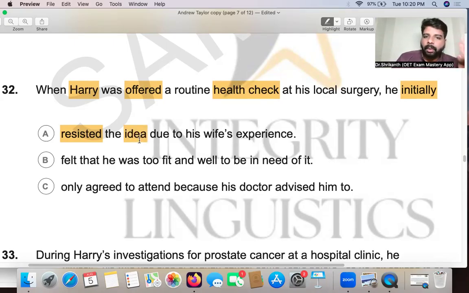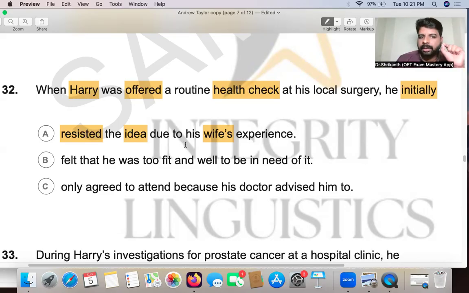What idea? What is the idea over here? To go for a health checkup. So he resisted the idea. And why? Because of his wife's experience. So his wife maybe had an experience, and it was not a positive experience, maybe it was a negative experience. Because of that he was not ready to undergo the health checkup. This is what answer option A is. Okay, clear? Now let's come to answer option B.